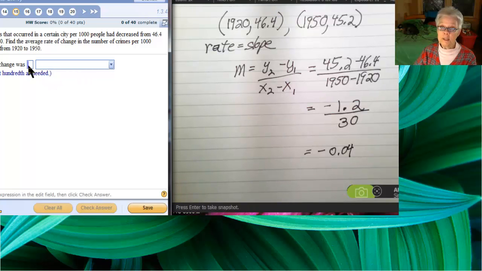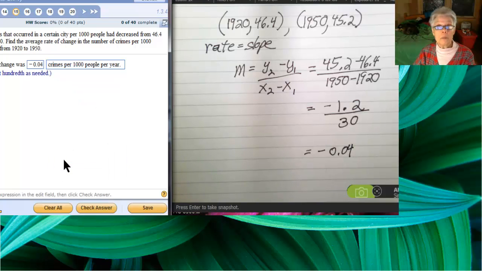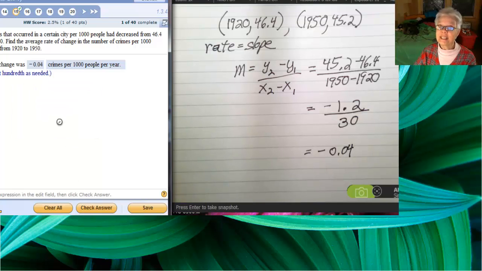Now we go back to our answer box. The change is going to be negative 0.04. Then we have to choose what we're looking for, and the problem told us in the beginning: crimes per 1,000 people. And it's per year because we divided by year. And that was right.